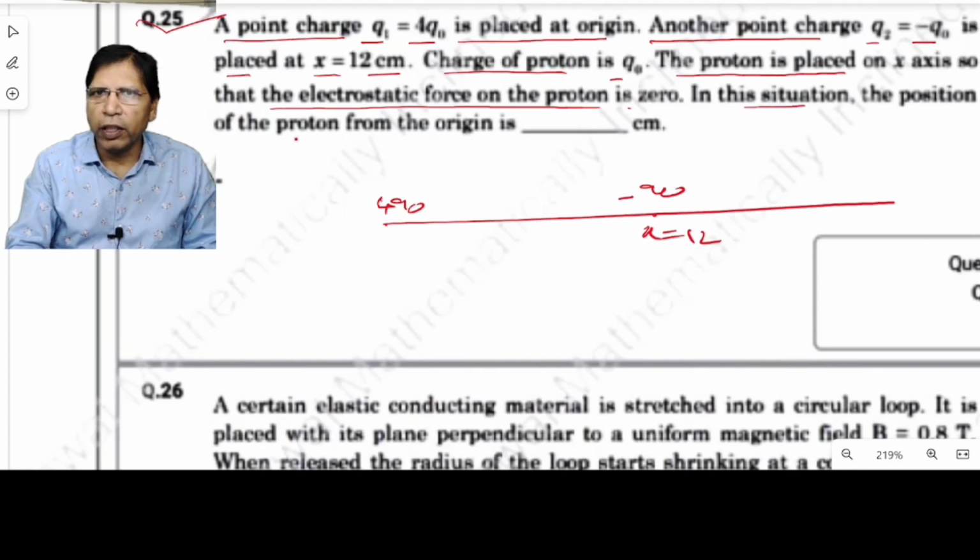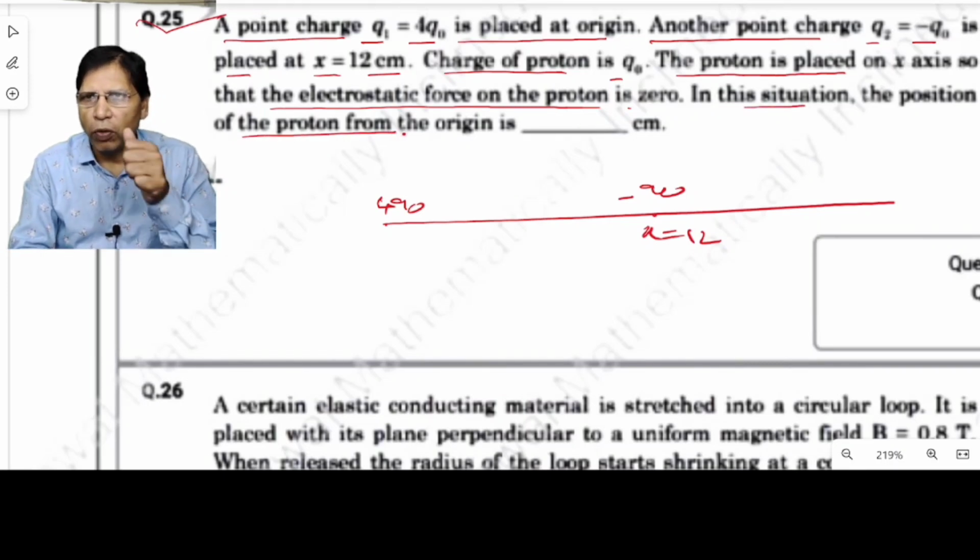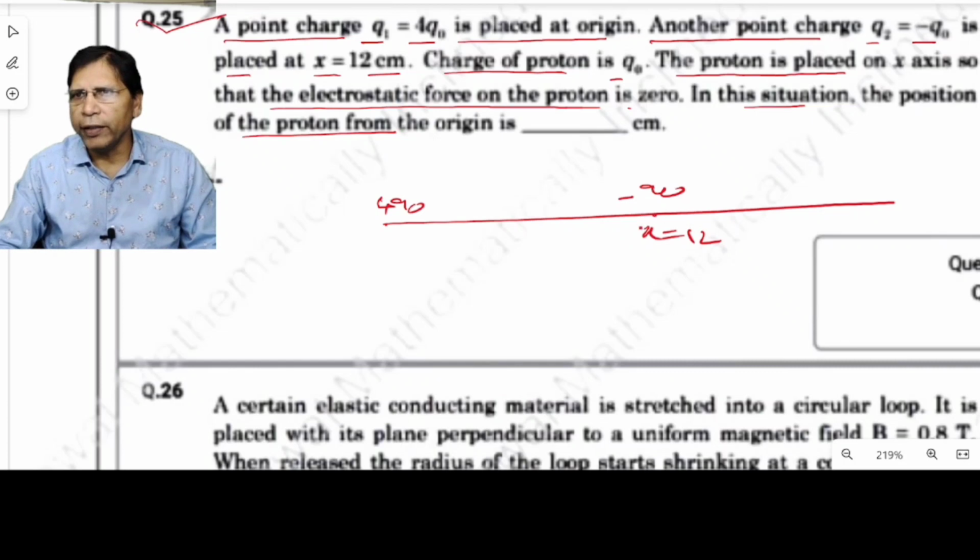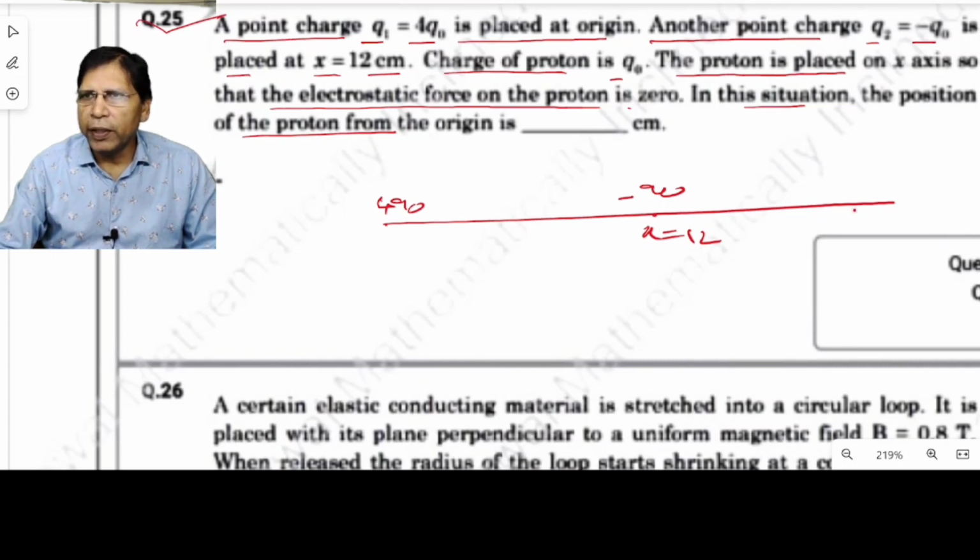In this situation, the position of the proton from the origin: the proton should be placed on this side, because these two charges are opposite in nature. So the proton experiences zero force only if it is placed at this position. Suppose the proton is placed at this position. Okay, this is x naught.